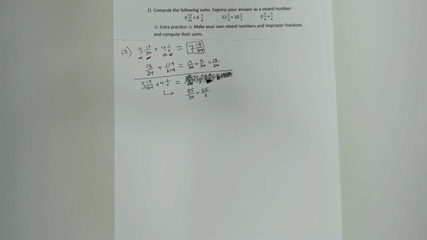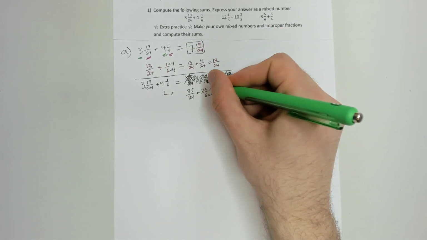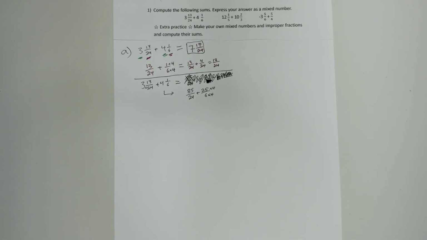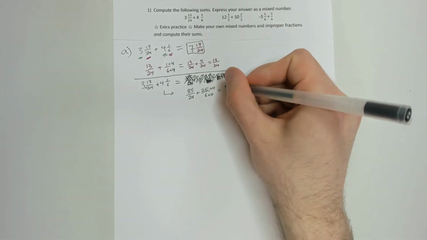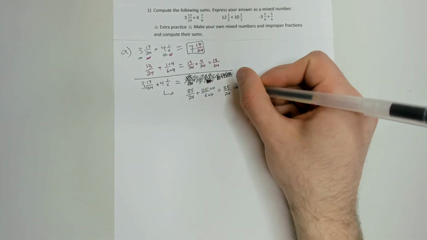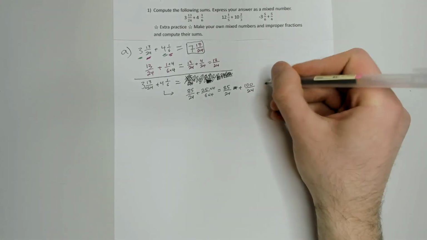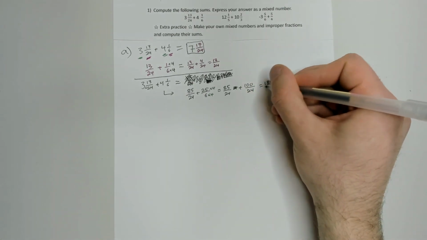Now we need to make a common denominator. Just like up here, we just multiply it by 4 each, right? Because 6 times 4 is 24. That'll give us our common denominator. So we have 85 over 24. 25 times 4 is 100. So plus 100 over 24. And that gives us 185 over 24.